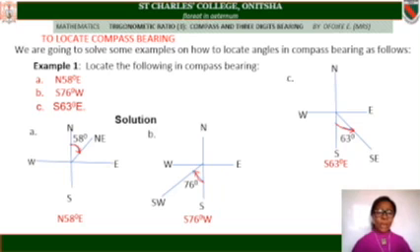So that is how you will always locate whenever they give you something like a compass bearing, so that you will know when to locate it and how. If you miss the arrow, you will fail the angle.